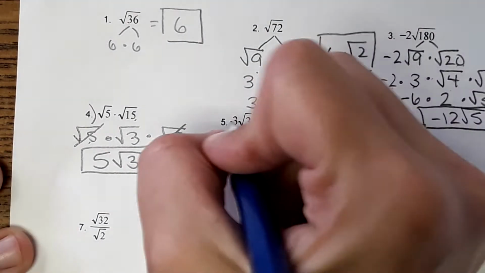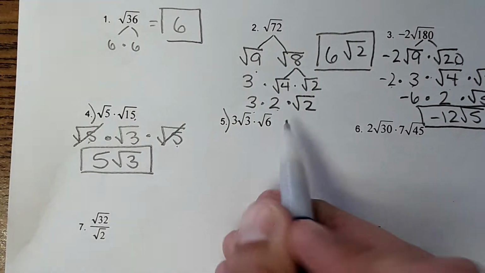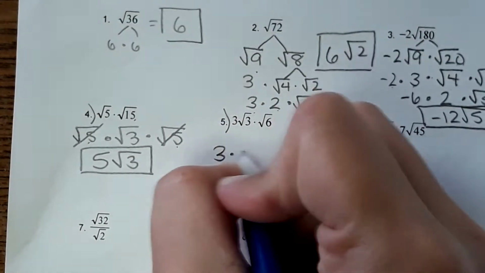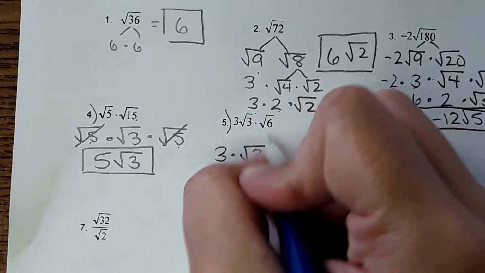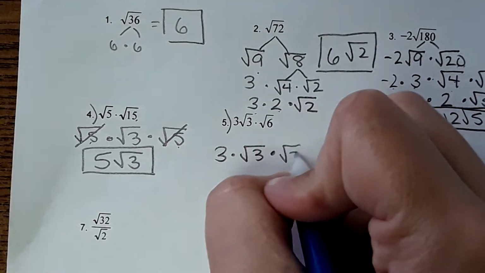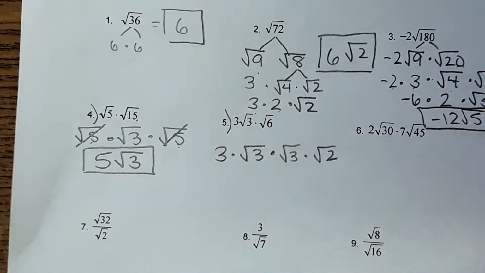Number 5. So I'm going to repeat the same process, see if I can get things to cancel out or simplify. So 3 times square root of 3, there's not much I can do with that. For square root of 6, I'm going to break that up as 3 and 2. So square root of 3 times square root of 2.